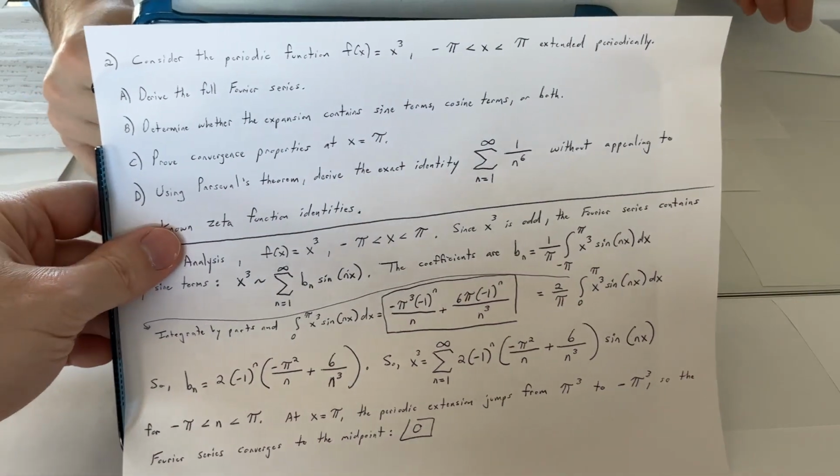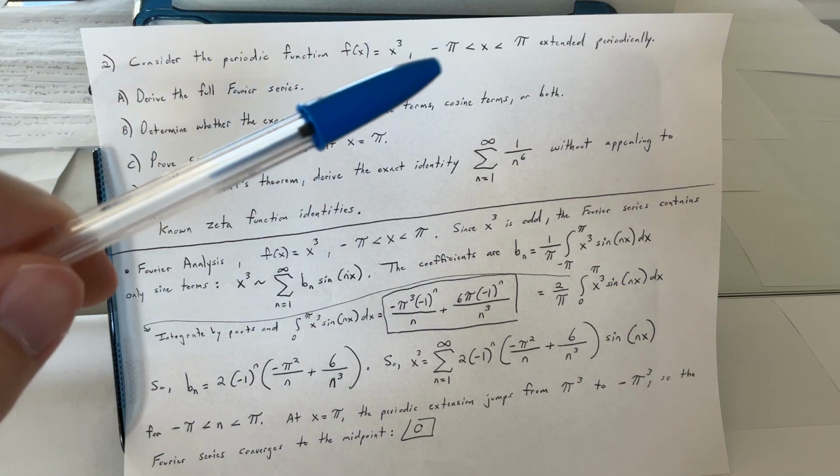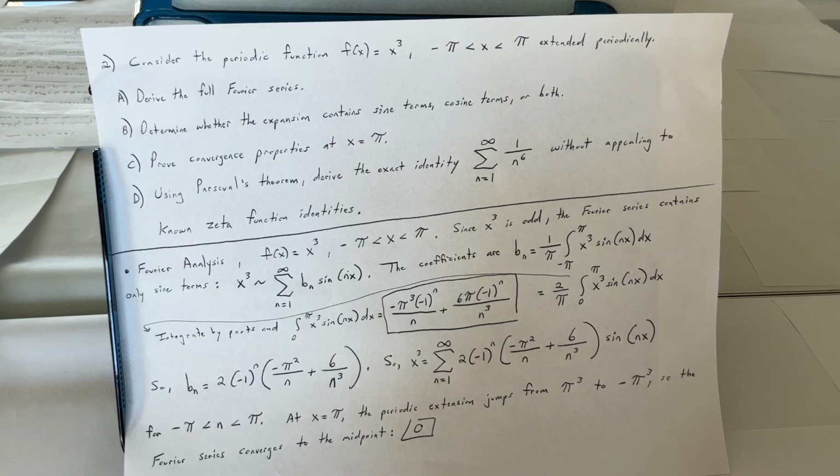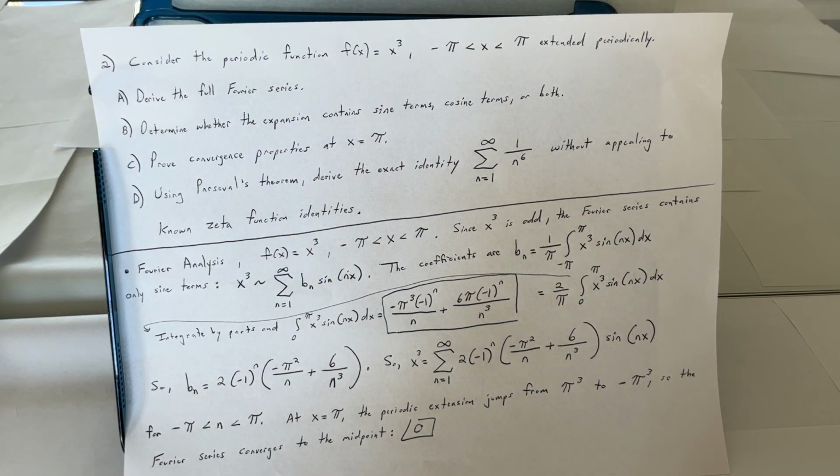So number 2, we have: consider the periodic function f of x equals x cubed on the interval negative pi less than x less than pi, extended periodically. Part A, derive the full Fourier series. Part B, determine whether the expansion contains sine terms, cosine terms, or both. Part C, prove convergence properties at x equals pi. Part D, using Parseval's theorem, derive the exact identity for the sum n equals 1 to infinity of 1 over n to the 6th without appealing to known zeta function identities.